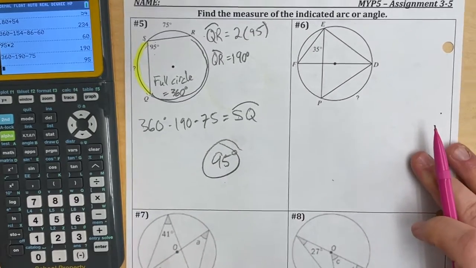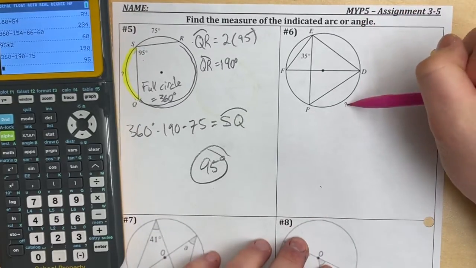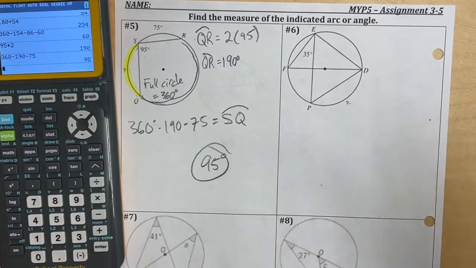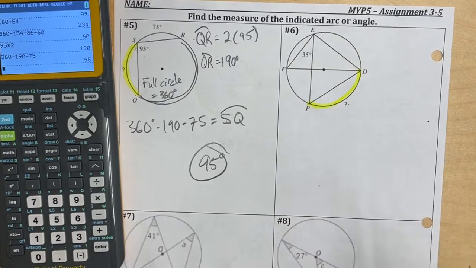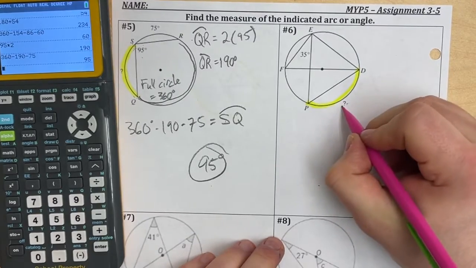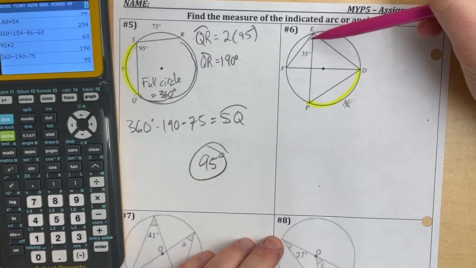And number 6, got a couple of things going on here. Make sure you're looking for that amount. So we're looking for the arc of PD. So again, make sure you can color it in, highlight it, make sure you're saying, okay, I'm looking for this amount X. So, okay, what do I have?